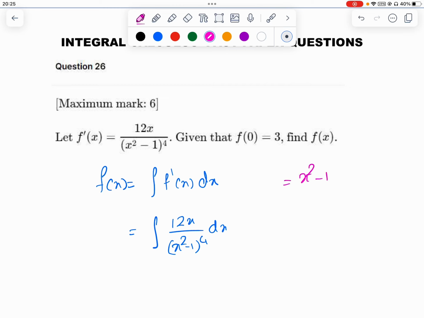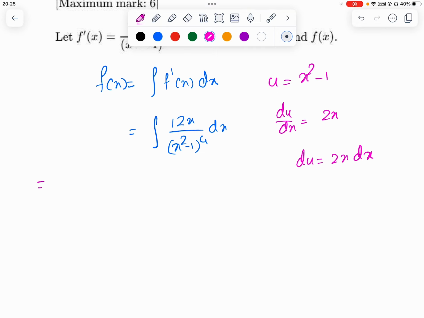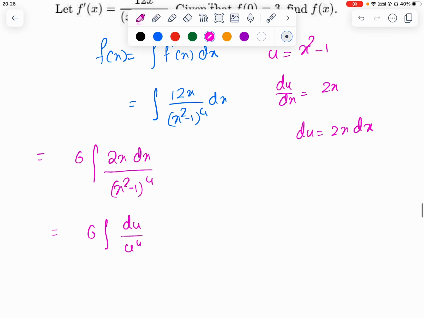x square minus 1 equals u. So du upon dx equals 2x. So du equals nothing but 2x dx. So that 12x can be written as, pull out 6 over there. If I pull out 6, it becomes 6 times 2x dx upon (x square minus 1) whole to the power of 4. So it becomes 6 du upon u power 4. So 1 upon u power 4 integral is going to be 6 u power negative 3 upon negative 3 plus c.